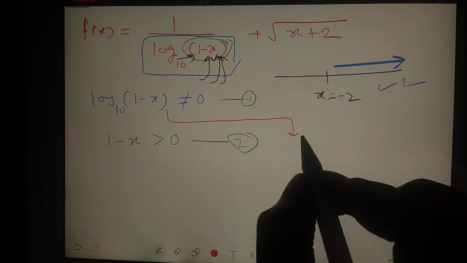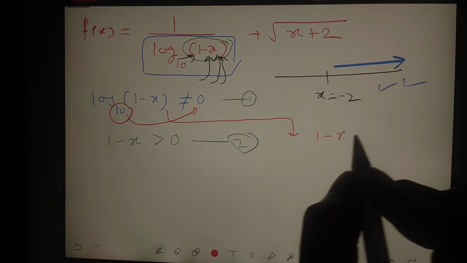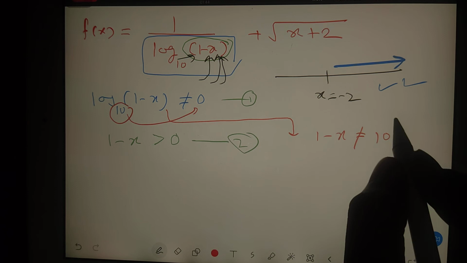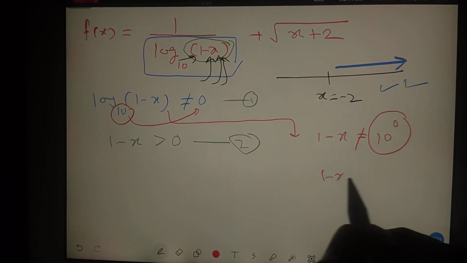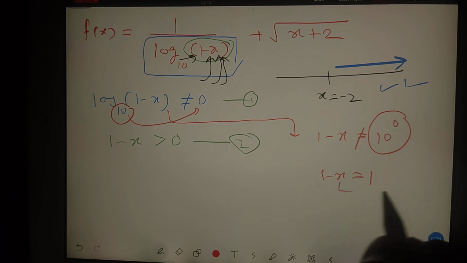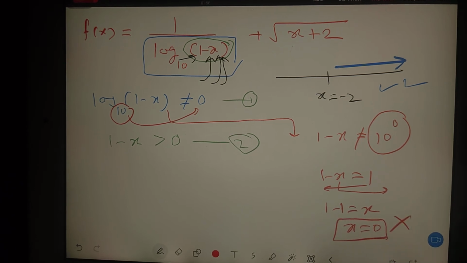See, this 10 I can send to this 0. So 1 minus x is not equal to 10 power 0. So 10 power 0 is 1. So 1 minus x is equal to 1. So you take x this side and 1 this side. So 1 minus 1 is equal to x. So x is equal to 0. x equal to 0 is not possible.